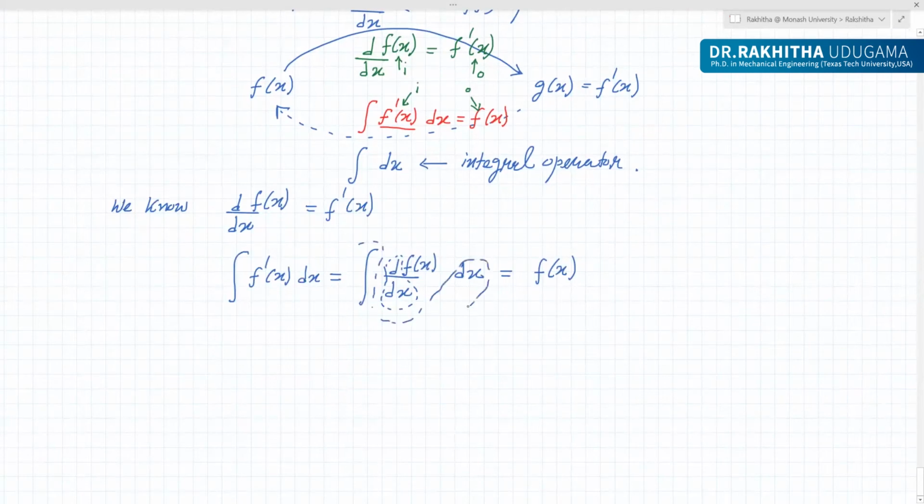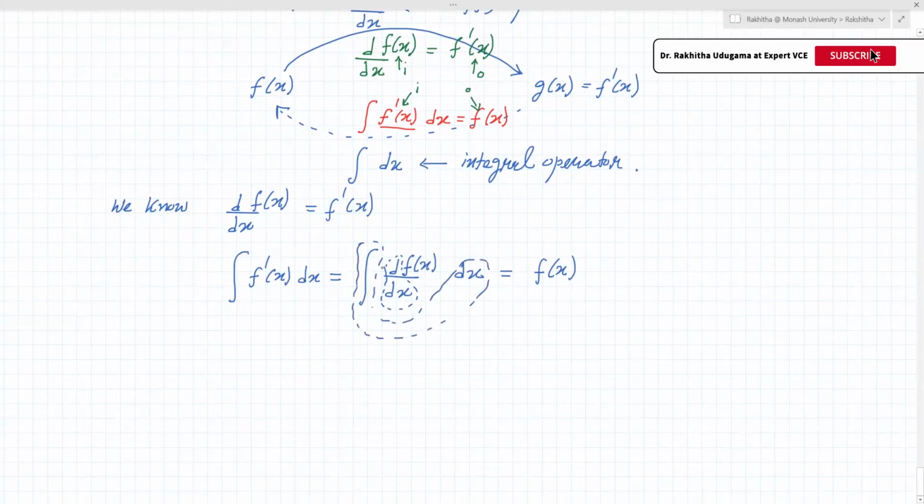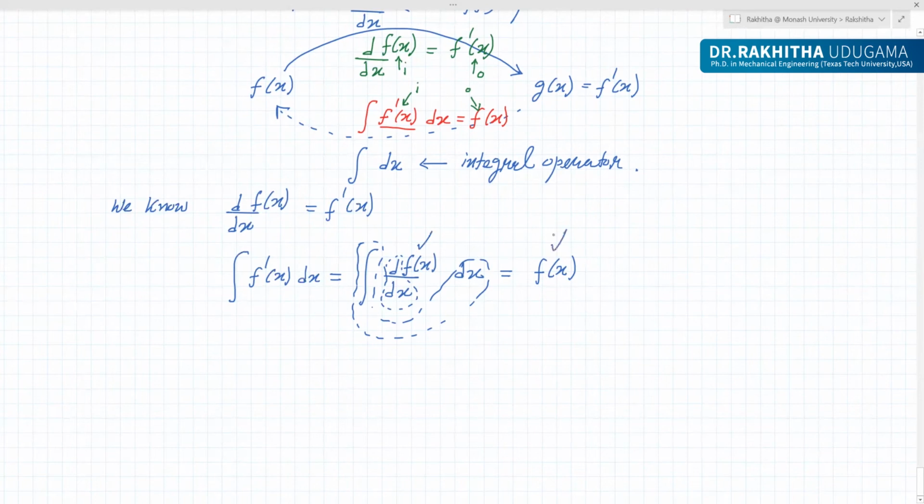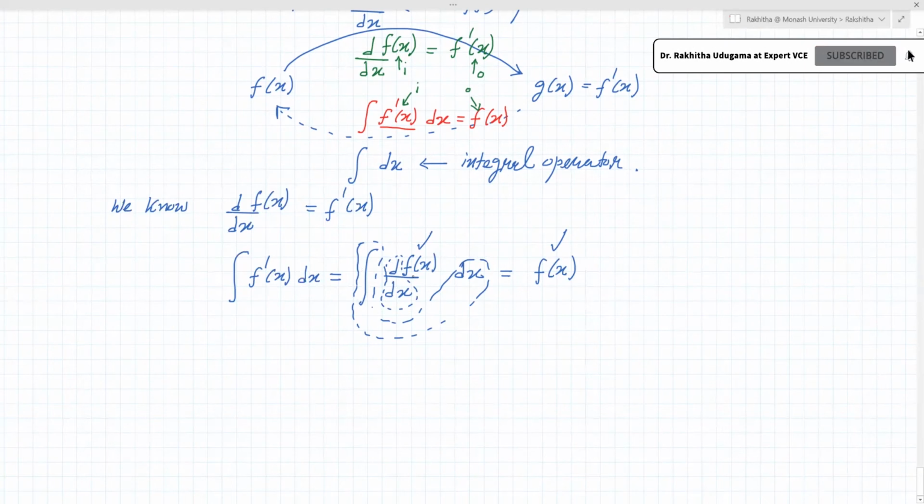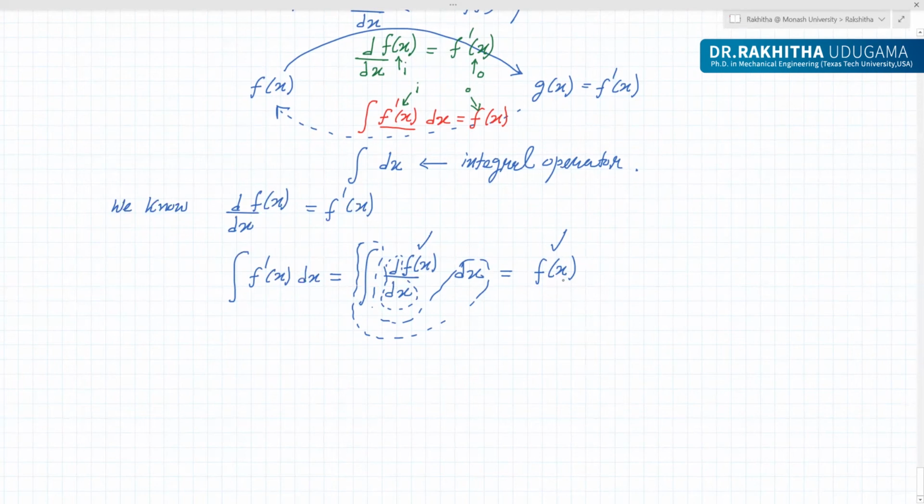Now you can see, if you want to get this output f(x), and you have f(x) here, you get f(x) here. So this will tell you the integral operator is going to cancel with the differential operator, and you will get the function back. Can you see? This is going to come out.